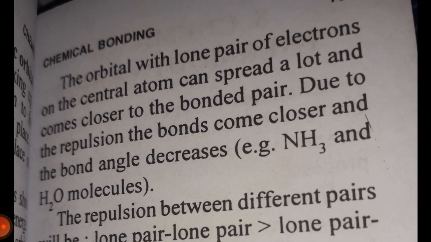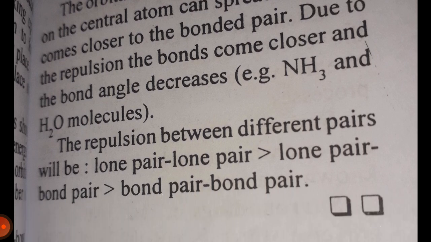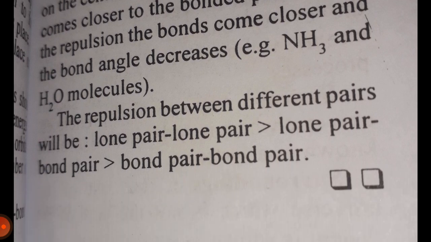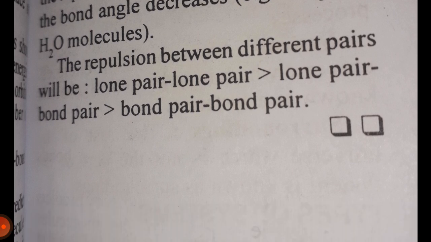The orbital with a lone pair of electrons on the central atom can spread along and come closer to the bonded pairs. Due to repulsion, the bonds come closer and the bond angle decreases, as in ammonia and water molecules. The repulsion between different pairs will be: lone pair-lone pair greater than lone pair-bond pair, greater than bond pair-bond pair.